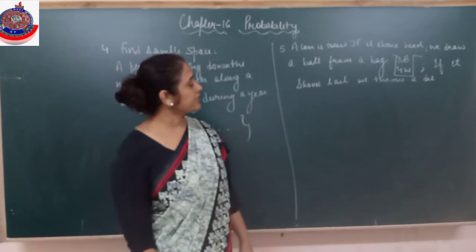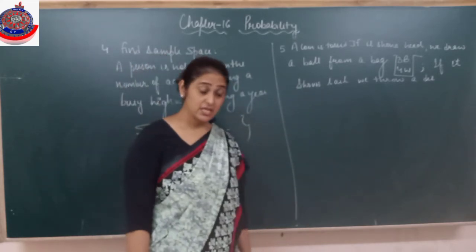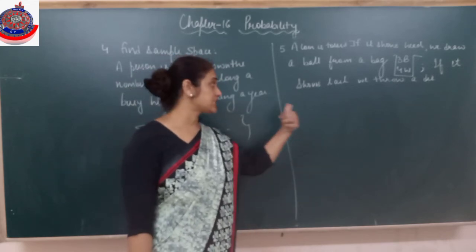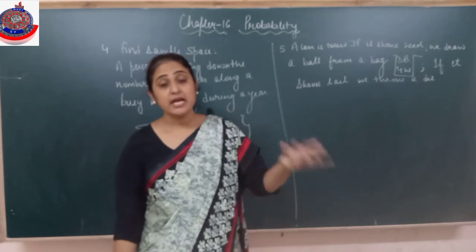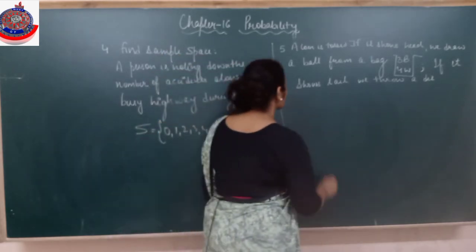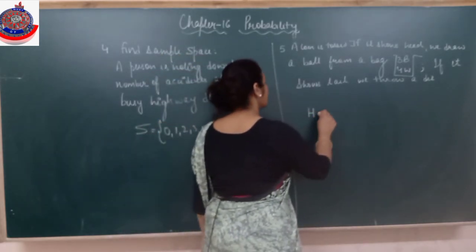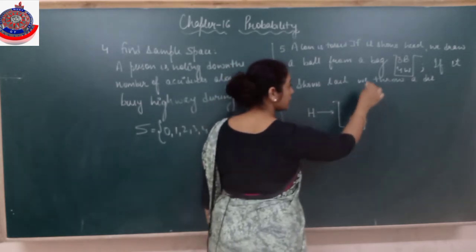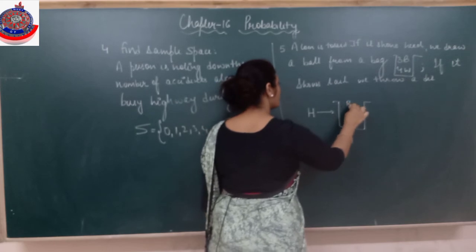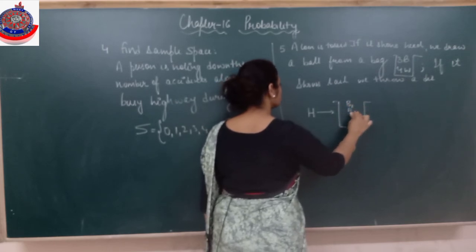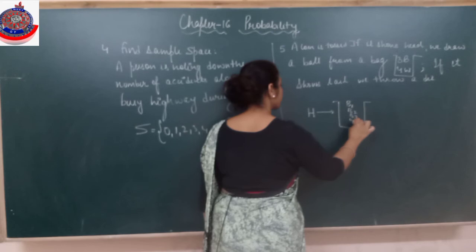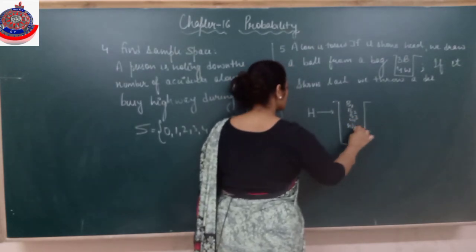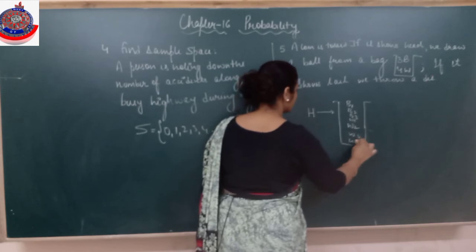Now coming to this, a coin is tossed. If it shows a head, we draw a ball from a bag, and if it shows a tail, we throw a dice. Write the sample space. अब उसने क्या बोला? Coin में अगर head आता है, तो एक बैग खुलता है जिसके अंदर 3 ब्लू बॉल्स हैं, ब्लू 1, ब्लू 2, ब्लू 3, 4 वाइट बॉल्स हैं, वाइट 1, वाइट 2, वाइट 3, वाइट 4.